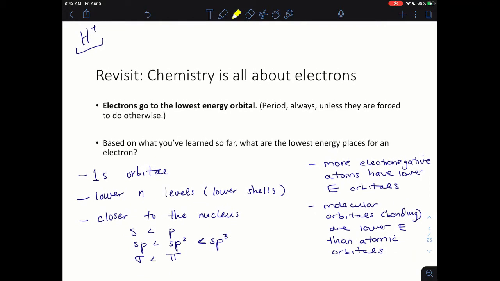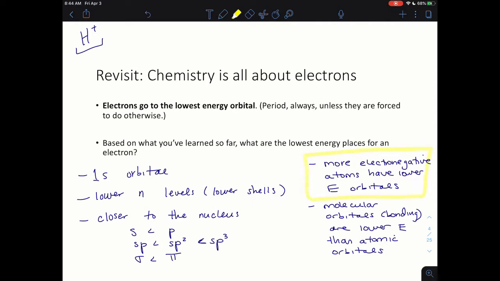These are common answers given to me by students. The 1s orbital is certainly the lowest energy place for any electron. The lower shell numbers are lower energy orbitals. Closer to the nucleus, or having a higher probability of existing close to the nucleus, these are lower energy places for electrons. S is lower than P. More S character, sp versus sp2 versus sp3 hybrid orbitals, sp is the lowest energy. And then finally, sigma bonds are lower energy than pi bonds because for sigma bonds, you have electron density along the internuclear axis. So that's all review, hopefully.